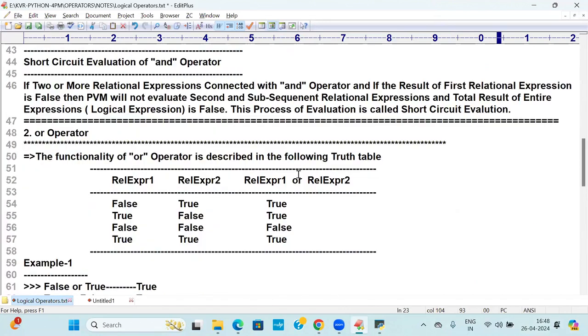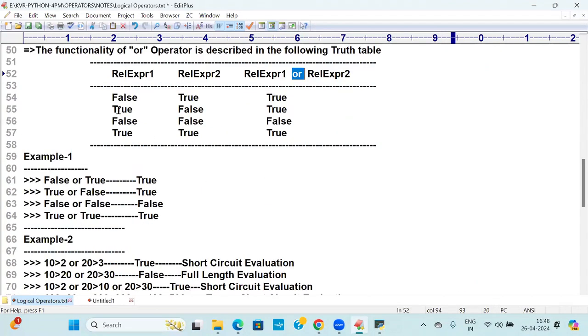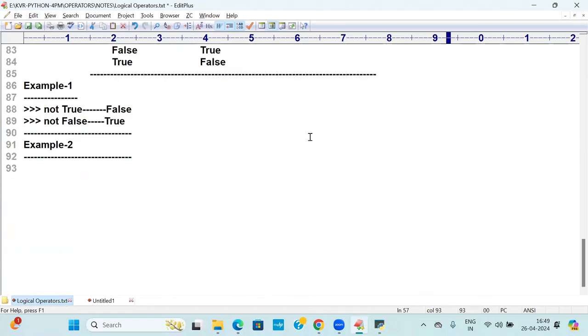And the OR operator is called what? The sum rule, or addition rule, we can call. Come on, 0 plus 1, 1. 1 means what? True. True and false, 1 plus 0, 1. 0 plus 0. True plus true, 1 plus 1, 1. That is known as what? True only.